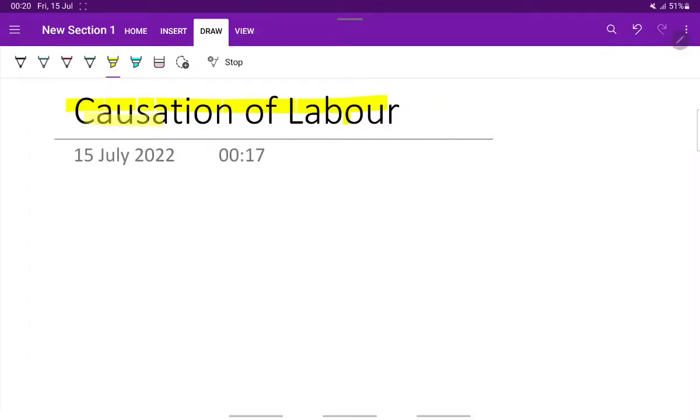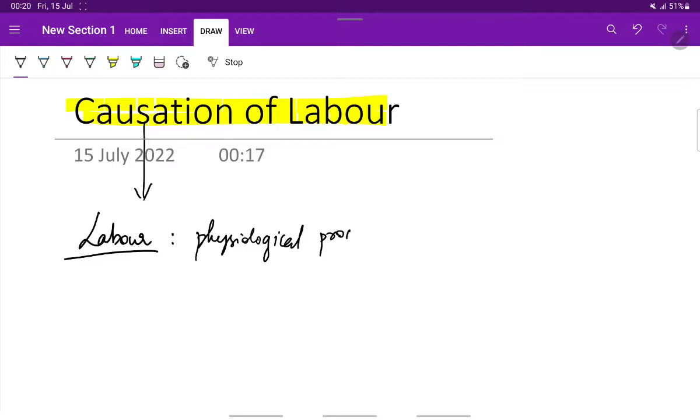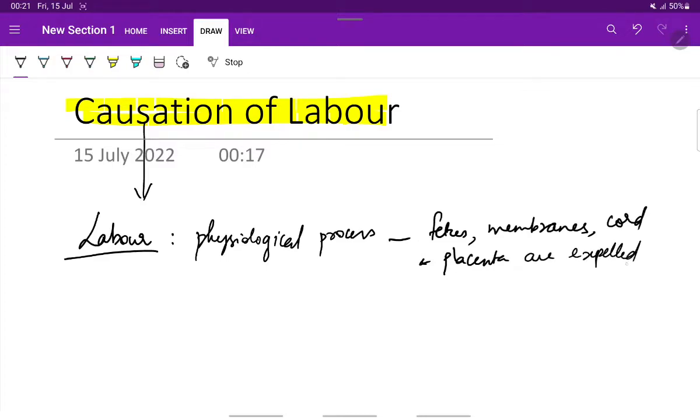Let's see about the causation of labor. For that, we first need to know what labor is. Labor is a physiological process in which the fetus, membranes, umbilical cord and the placenta are expelled out of the uterus. This is labor.